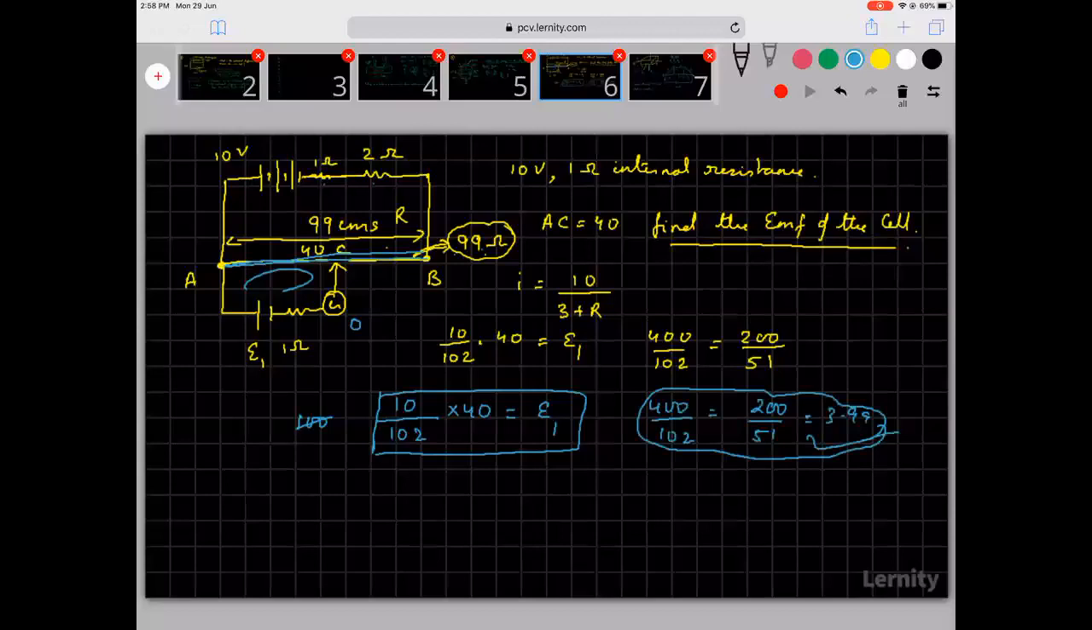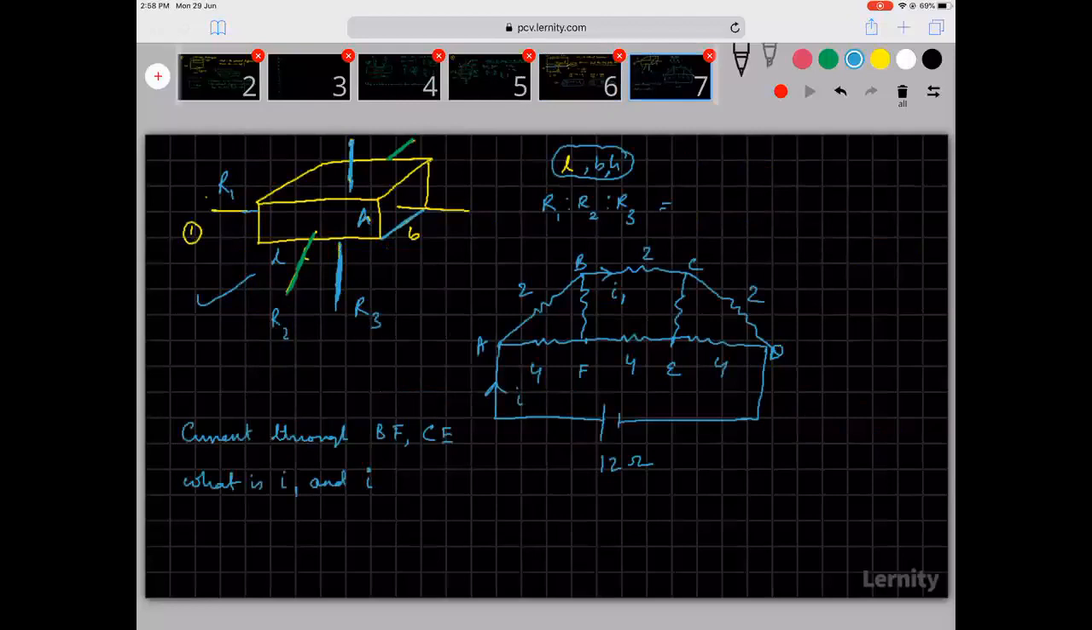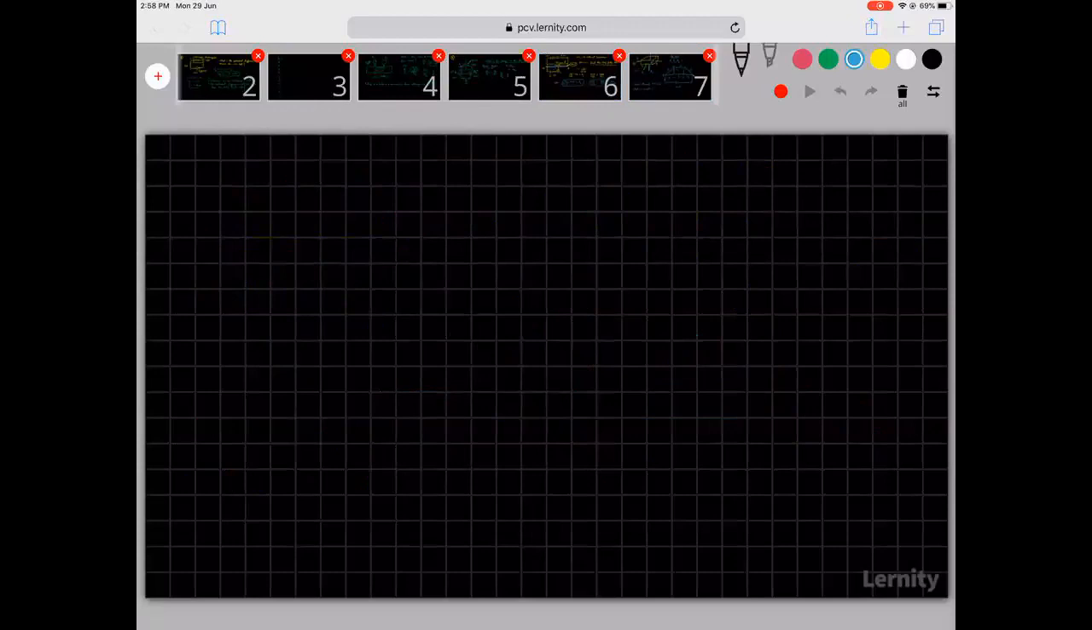The next question I am asking, there is a cuboid. The cuboid has dimensions LBH, which are given to you. The question is what is R1 is to R2 is to R3. The way you go ahead with it is, first you need to understand the diagram. So here is the diagram for that.